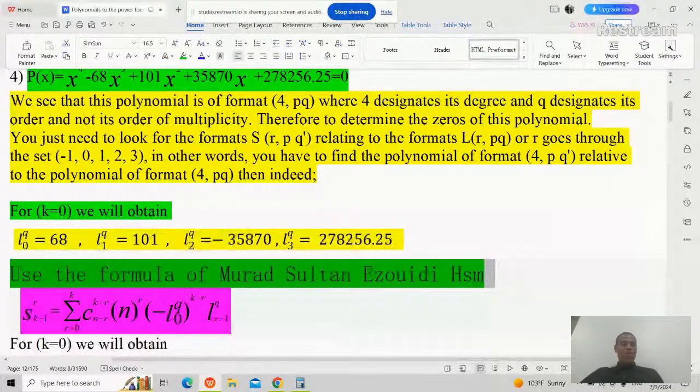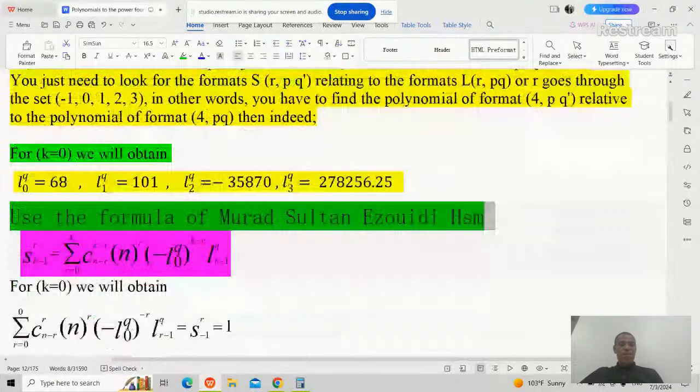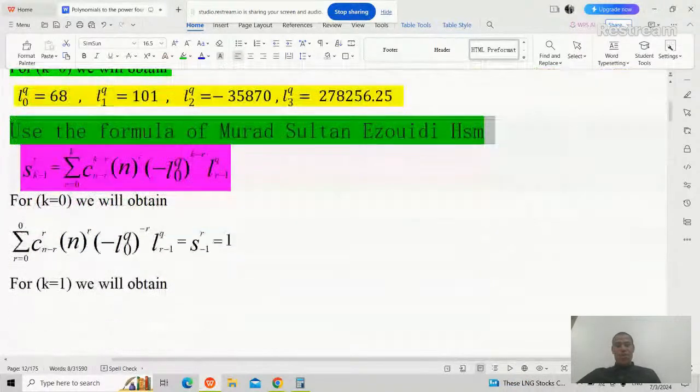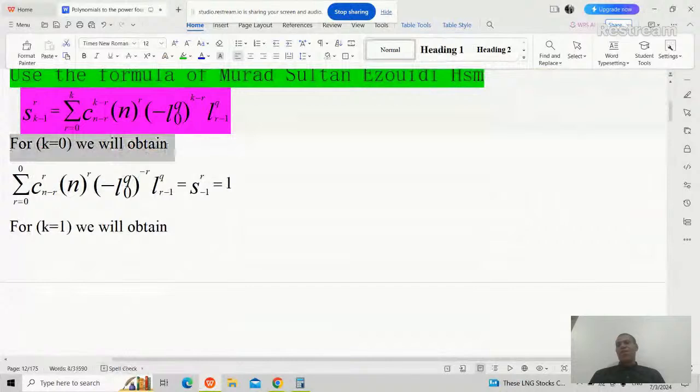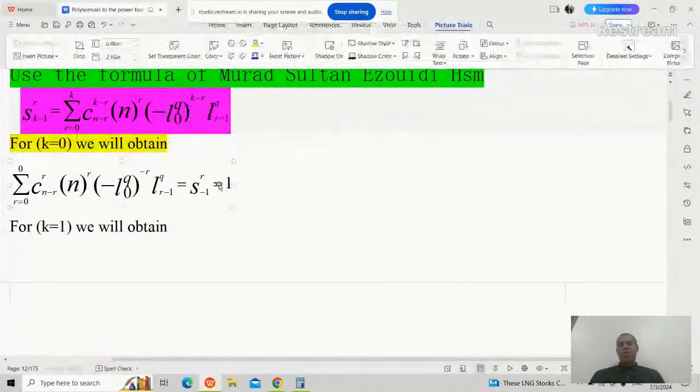I will develop the value of s minus 1 when r equals 0, and of course I'm going to expand the value of s0 when k equals 1, and so on. Okay, let's focus on this. So for k, to put k equals 0, we get the value of s minus 1. By convention, we told this one is exactly equal to 1.